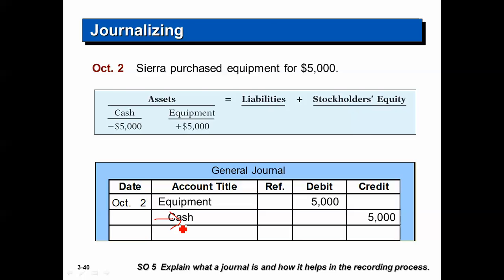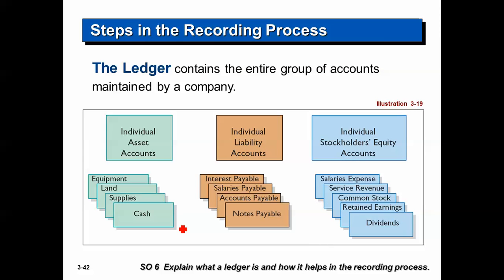Well, that is journalizing. Now the steps in the recording process, after we journalize, we post to what's called the ledger. The ledger is just a group of accounts maintained by the company. The asset accounts, we would have a ledger card for cash. We'd have one for supplies, one for land, one for equipment. For the liability accounts, we'd have a separate ledger card for notes payable, accounts payable, salaries payable, interest payable. In the shareholders' equity section, we would have an account for revenue, expenses, common stock, retained earnings, and dividends.